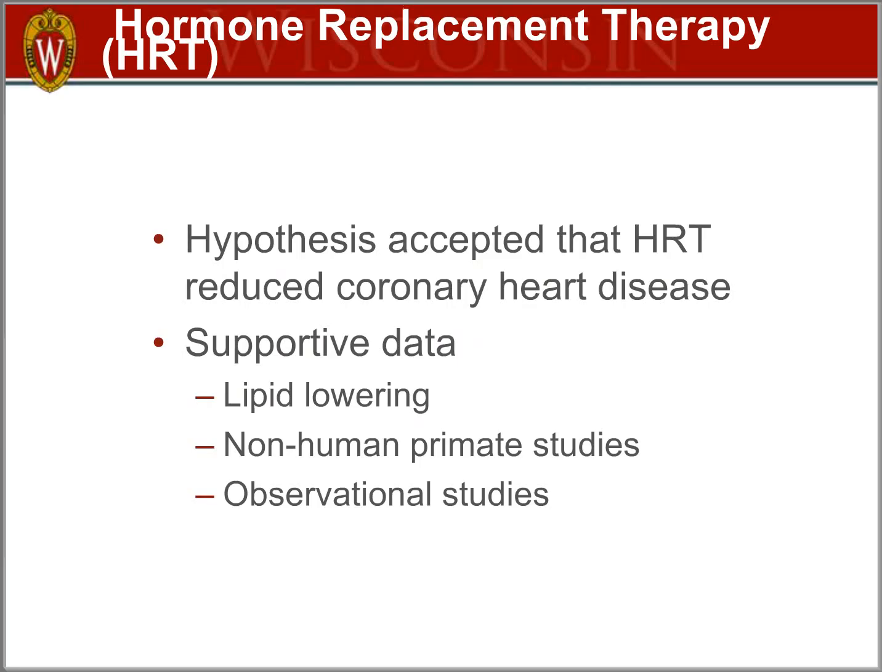A classic case of this is the hormone replacement therapy field. A hypothesis was accepted that the use of hormone replacement therapy in postmenopausal women would reduce the incidence of coronary heart disease. There was lots of supportive data. We knew that hormone replacement therapy lowered lipid levels. There were non-human primate studies. There were a lot of observational studies. That is, women using hormone replacement therapy had a lower incidence of heart disease than those who did not.